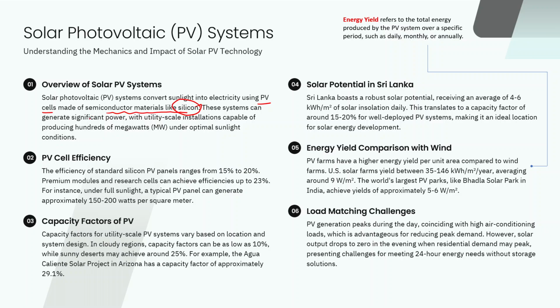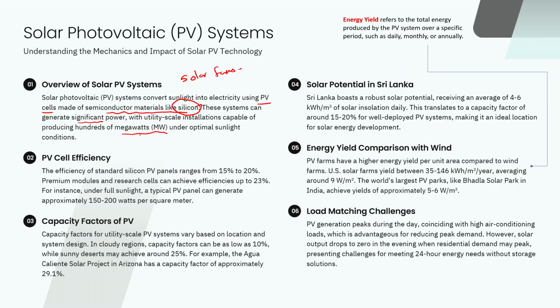So this can generate significant power, right? You have utility scale installed capacities producing megawatts of power under optimal sunlight conditions. So you have what we call solar farms, having a large number of PV panels connected together, producing megawatts of power, right?